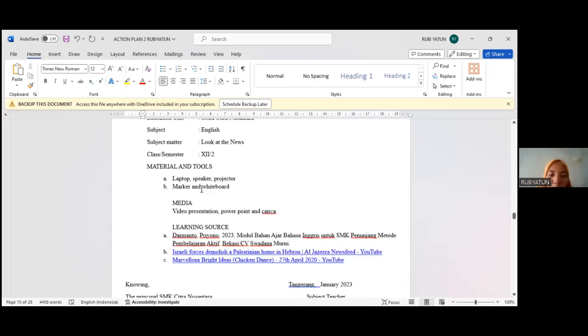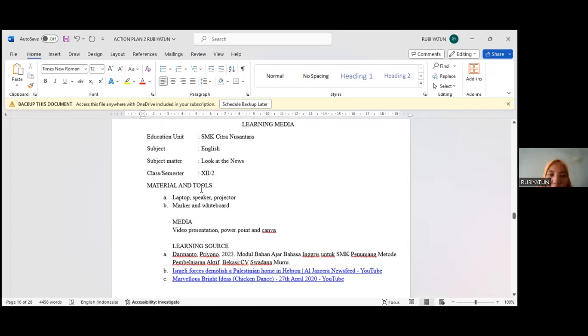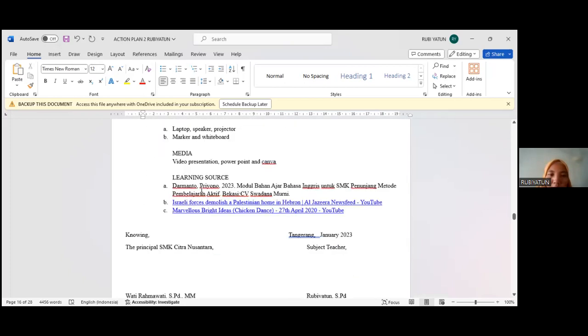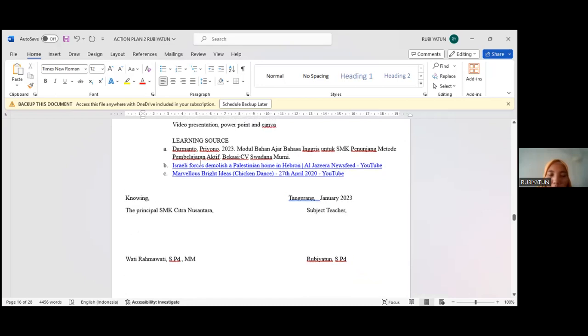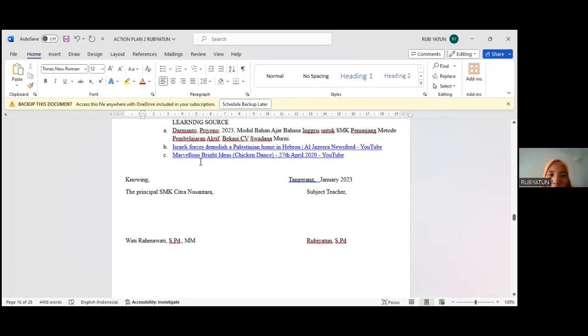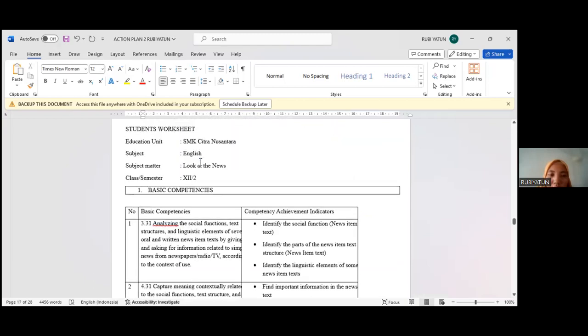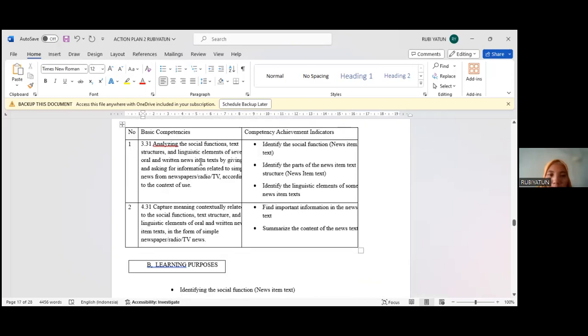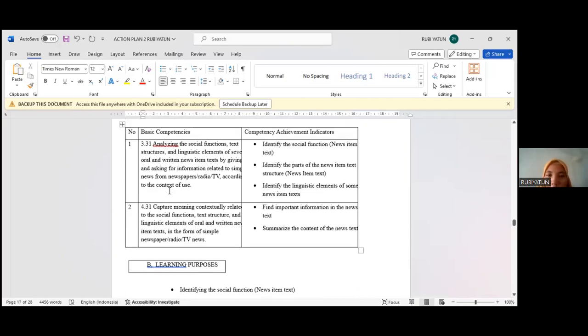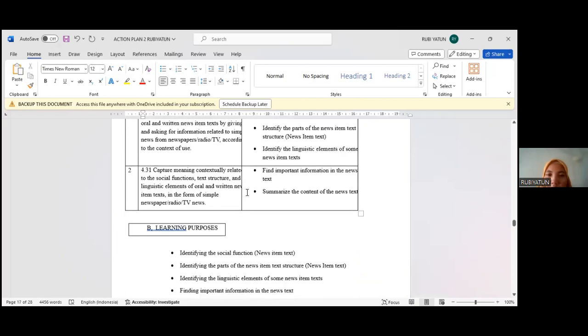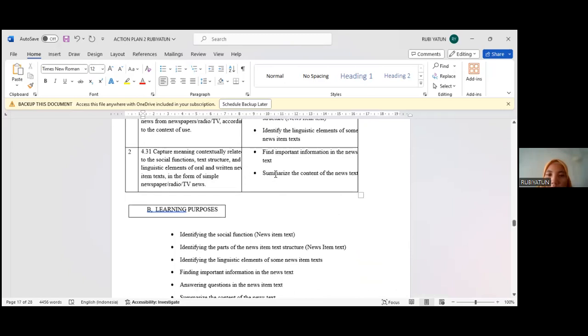For example, that one is the material, and this one is the learning media: laptop, speaker, projector, marker, and whiteboard. Then the media are video presentation, PowerPoint, and Canva. And then for the learning source, the student worksheet is based on the basic competencies 3.31 and 4.31: identify the social function, the parts of the news item, structures, and elements of some news item texts, find important information, and summarize the content.